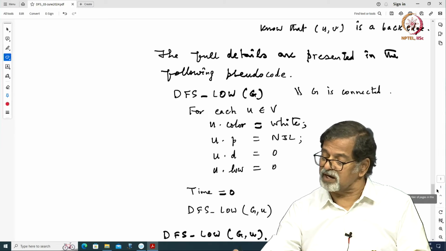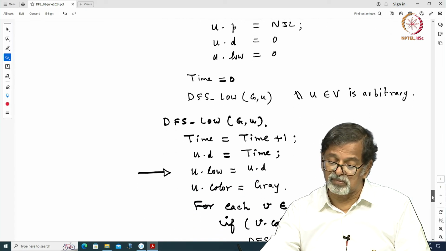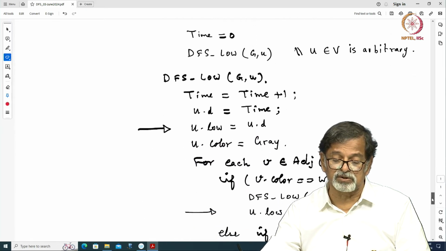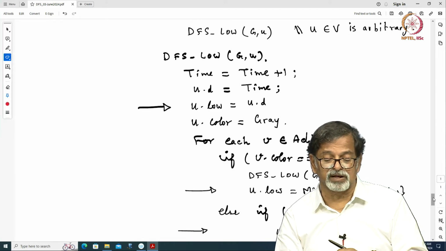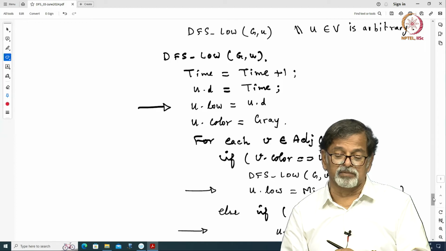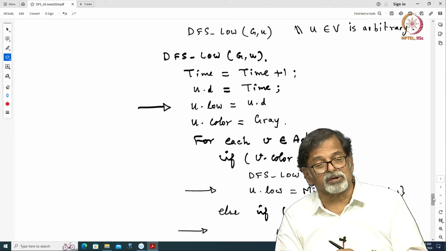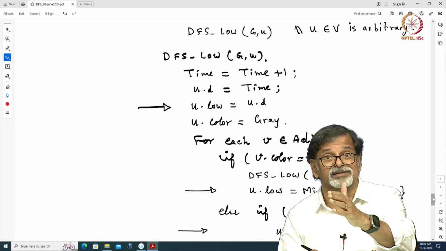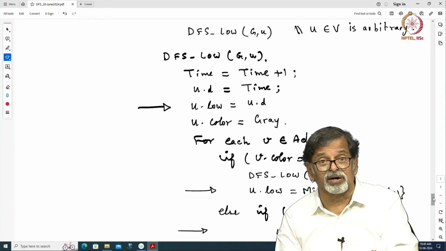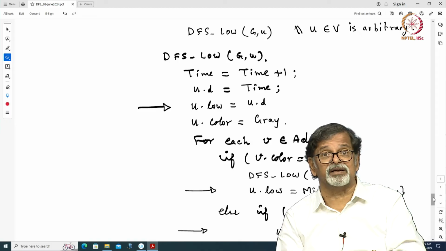Now time is 0. DFS-Visit(G, u) is done like this: time equal to time plus 1, u.d equal to time. This is the depth first search. What is it that I have added? u.low equal to u.d. This is at the time of entry.